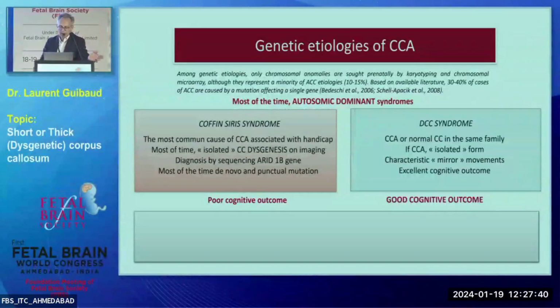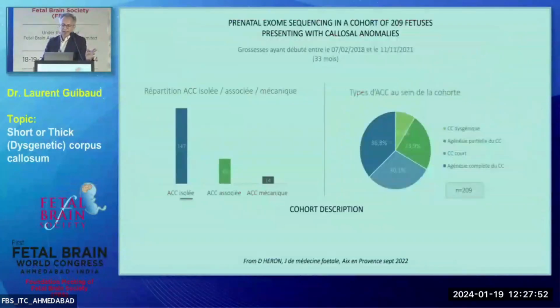On the other hand, some of them are of good prognosis, like a DCC syndrome with the Maillard movement, and Gustavo told yesterday about this Maillard movement. And this is the result. All this was conducted by Dr. Héron in France, who is in charge of the genetic workup for callosal anomalies.